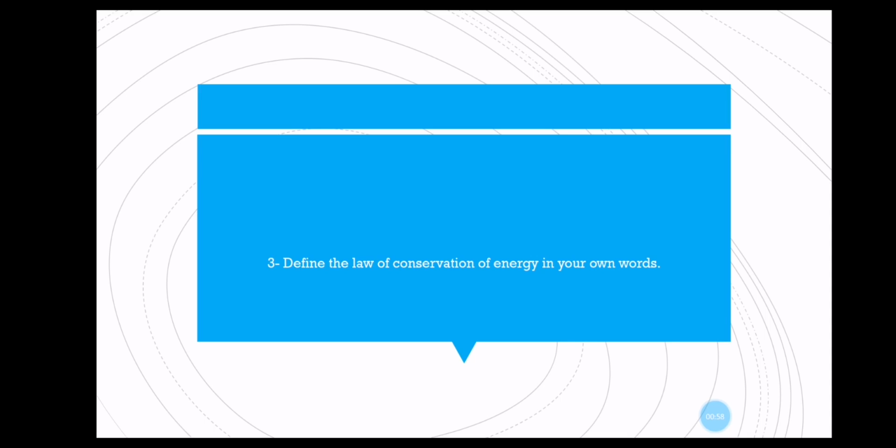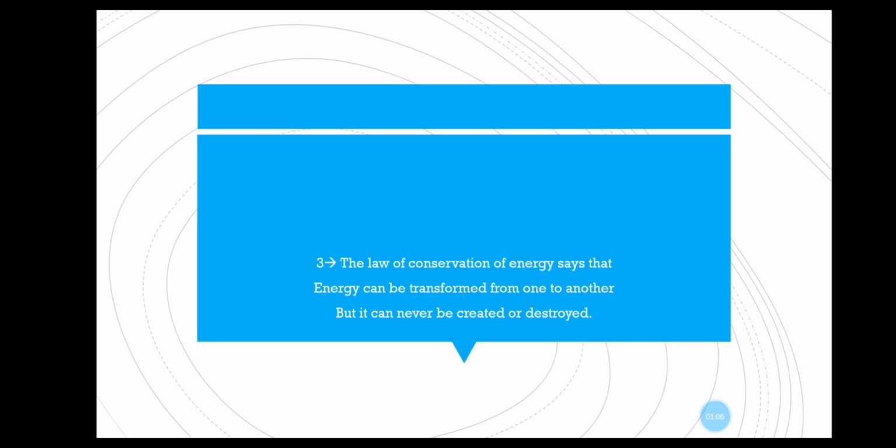3. Define the law of conservation of energy in your own words. This is a free answer. You can use your own words. An example of answers might be, the law of conservation of energy says that energy can be transformed from one form to another, but it can never be created or destroyed. This is the law.